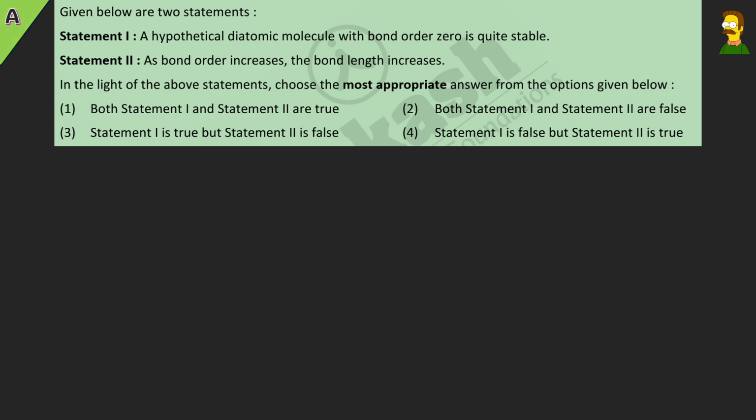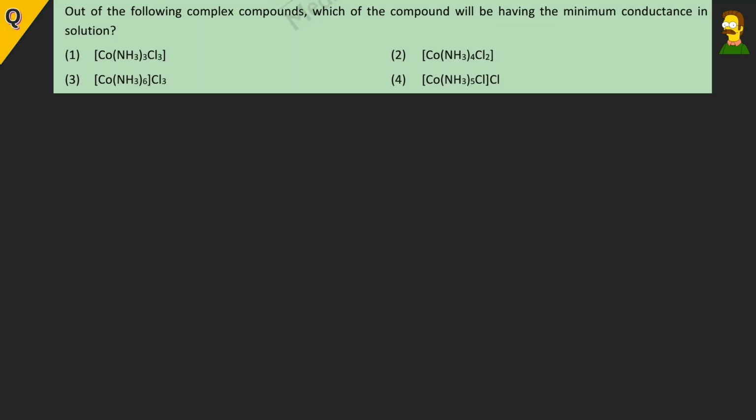Okay. Next one. Out of the following complex compounds, which has the minimum conductance in solution? Minimum conductance. Well, that's a pickle. If this were maximum, my life would be easy, right? Let me change the question to maximum. Then I get one option. If I get maximum, then it's great because I have 4 ions: 3 from here, 1 from here. This is basics. Yeah, basics of coordination.